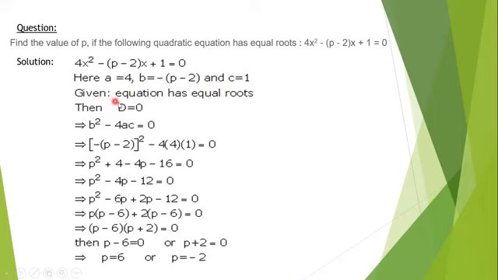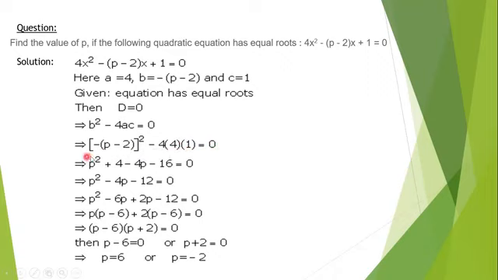What is the formula of discriminant? b square minus 4ac, we have learned. Substitute the values of a, b and c in b square minus 4ac. So in place of b, it will come minus p minus 2 whole square, minus 4 into 4 into 1. 4ac means 4 into 4 into 1.